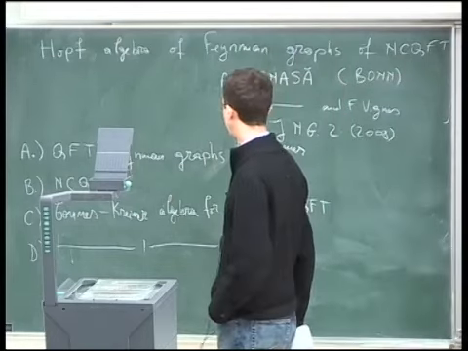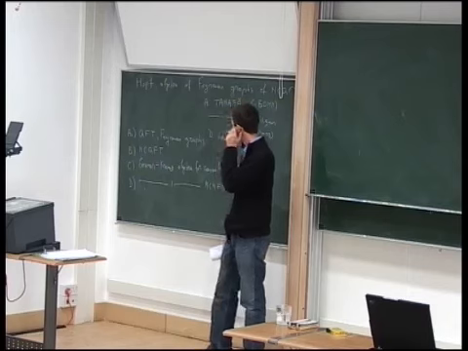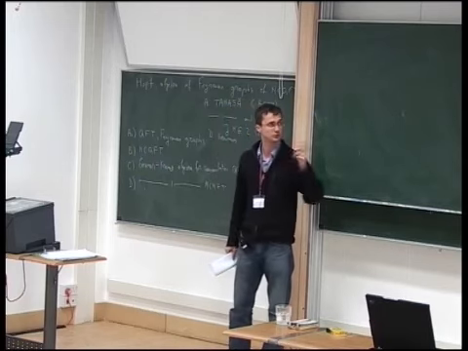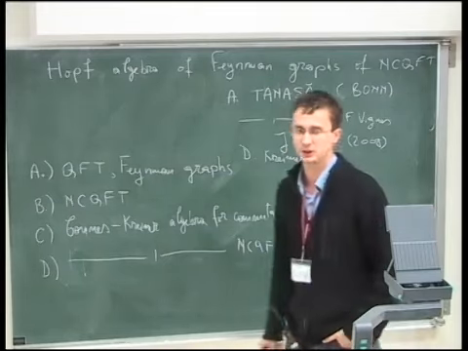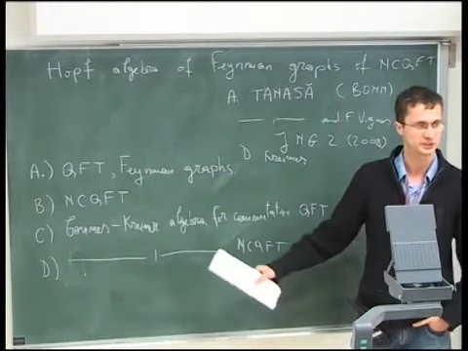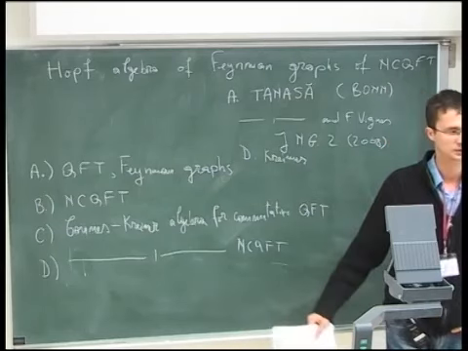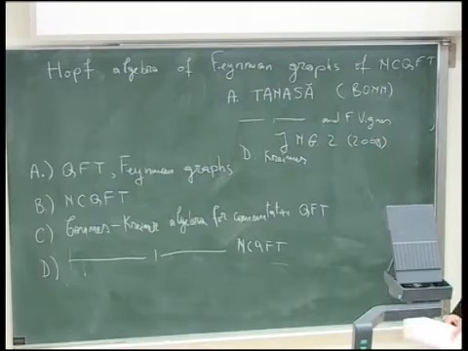Then I'm going to present the Connes-Kreimer algebra for commutative quantum field theories, as was presented in the previous talk, but in a manner that will make it easier for me to present the last part, which is this Hopf algebra construction for non-commutative quantum field theory renormalization.